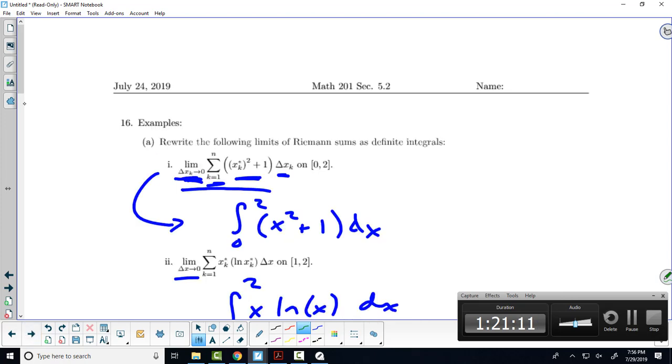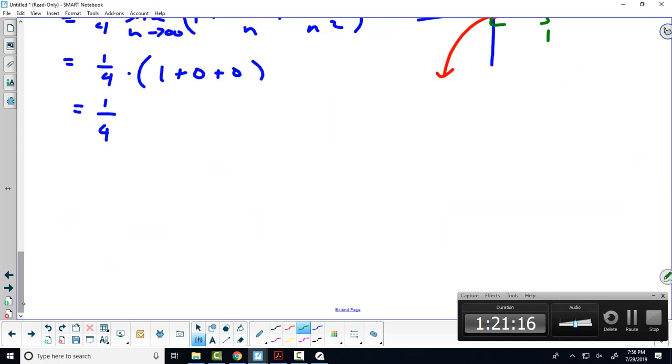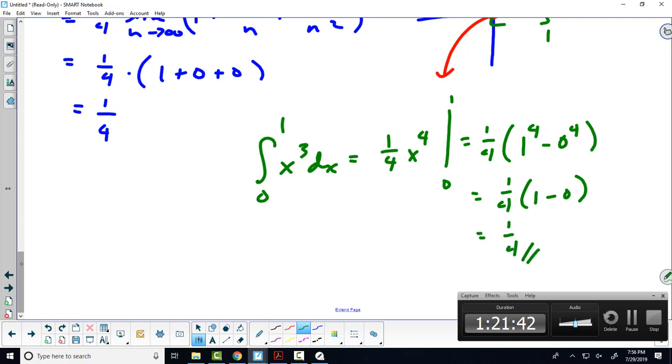Of course, we've now learned the fundamental theorem of calculus, so let's go ahead and show that. Here's how we would really do this problem. The integral from 0 to 1 of x cubed dx is equal to what? We take an antiderivative, and we get 1/4 x to the fourth evaluated between 0 and 1. So we get 1/4 times 1 to the fourth minus 0 to the fourth, which is 1/4 times 1 minus 0, which is just 1/4. Far easier to use the fundamental theorem of calculus.